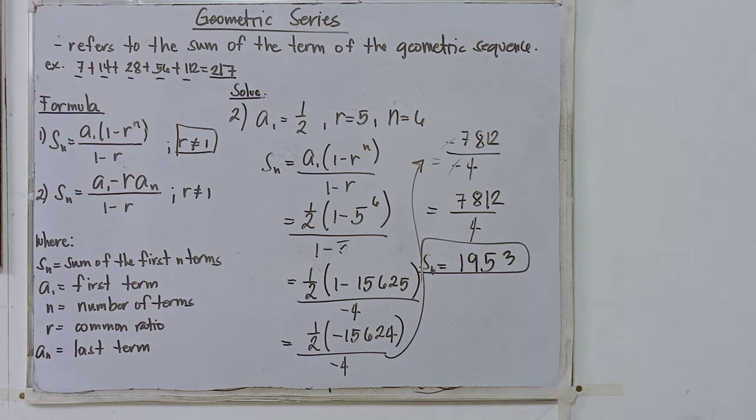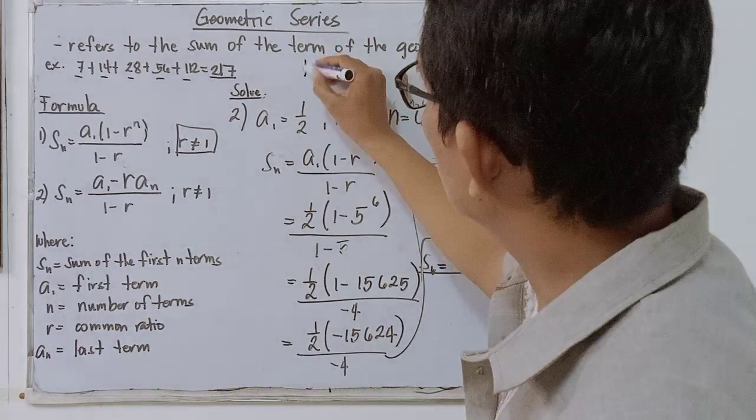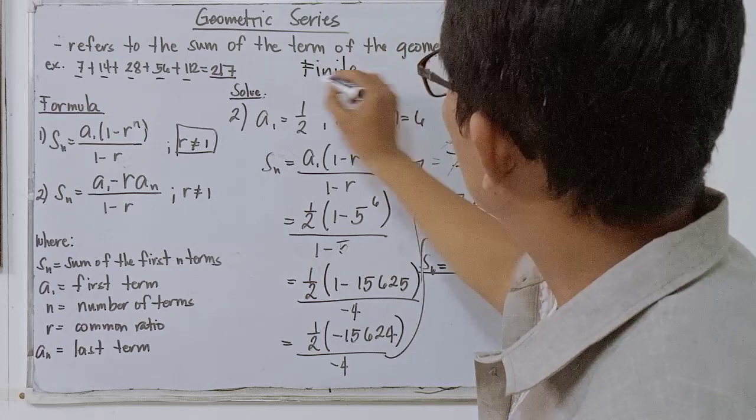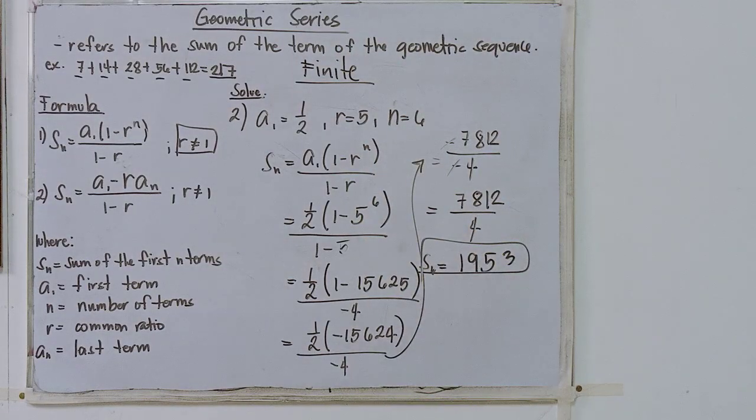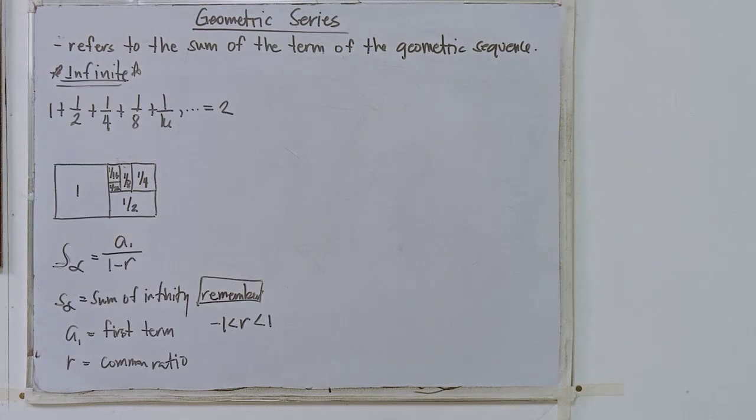this type here is actually called the finite geometric series. When we talk about finite, the last term is identified already. Okay, it is identified. So let us now go to the second type of geometric sum or geometric series, the infinite. So this is the second type of geometric series or finding for the sum, and this is the infinite.